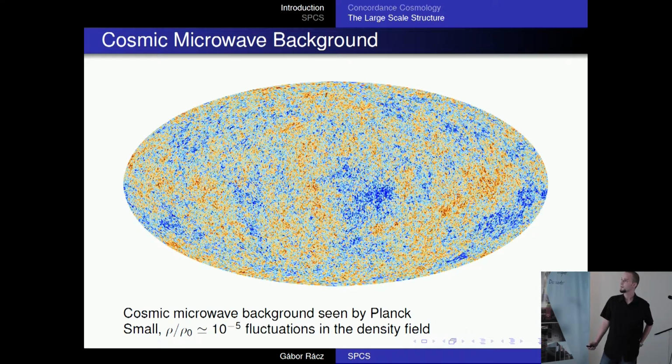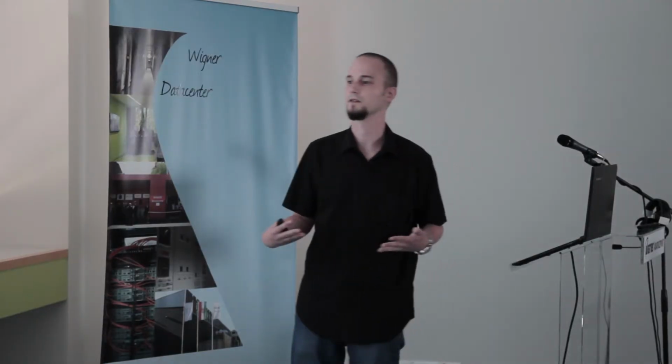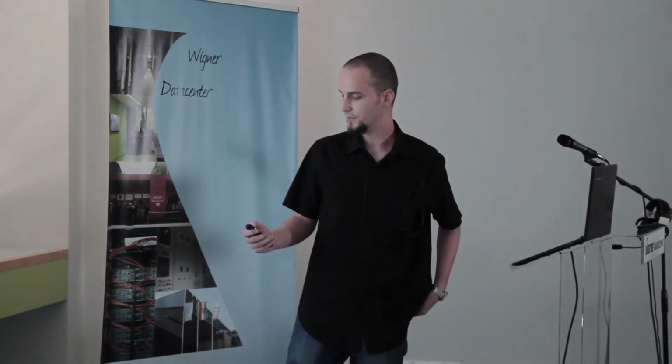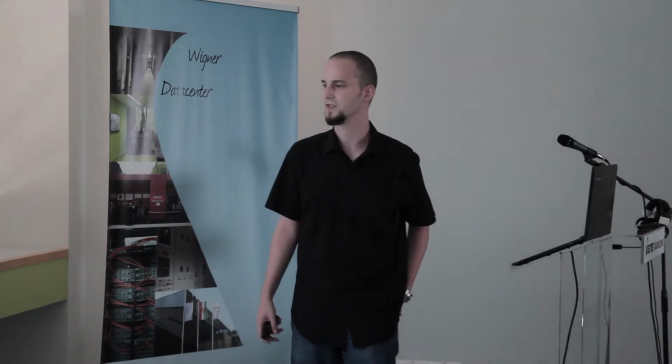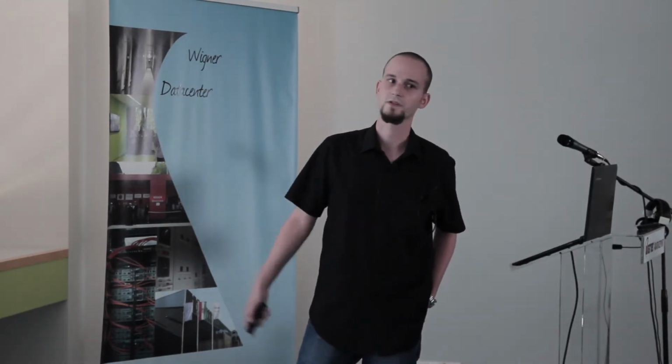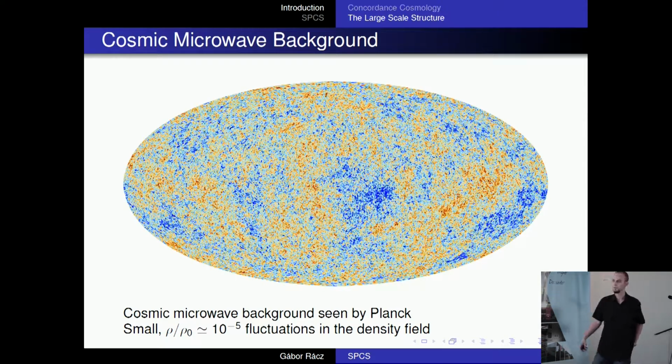And from this temperature map, we can reconstruct the density field. So this is a picture from the very early universe, when the universe was nearly 400,000 years old. The fluctuations in the density field are very small, 10 to the -5, the relative fluctuations. So these are quite small.